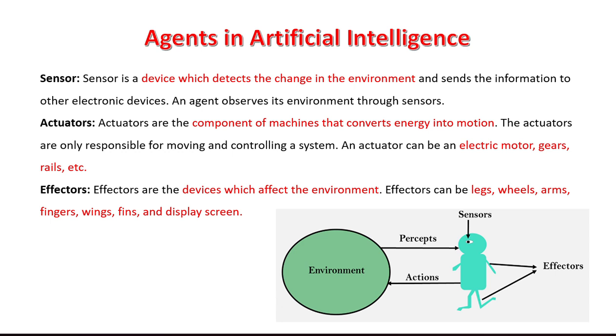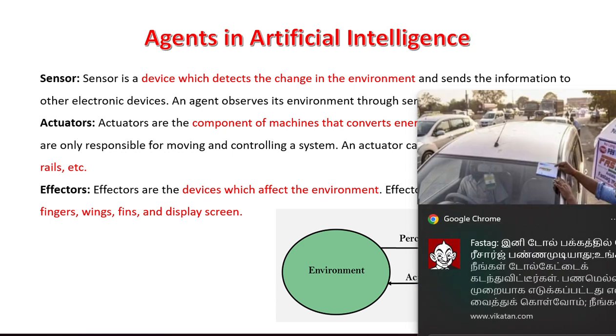Actuators. Actuators are components of machines. Actually, it is one of the components, or we call it a tool, that converts energy into motion. The actuators are only responsible for moving and controlling the system. And actuators can be electric motors, gears, and rails, etc.